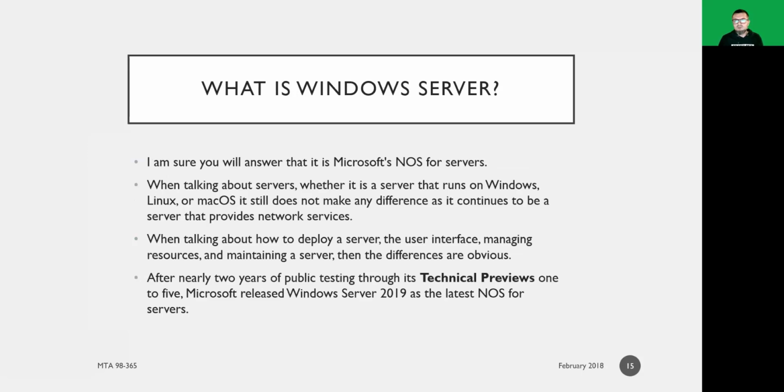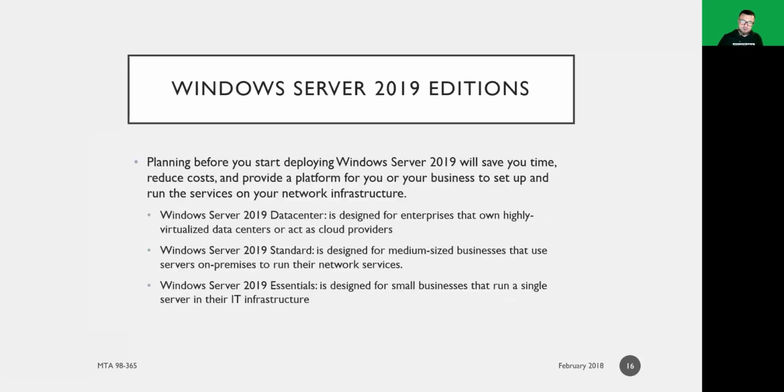Okay, what's Windows Server? Well, Windows Server is a Microsoft product. It's a network operating system developed by Microsoft for servers. So Windows Server is installed on the server, while Windows 10 is installed on personal computers. Moving forward, Windows Server 2019 editions: we have Datacenter, Standard, and Essentials. Datacenter is designed for enterprises, Standard is designed for medium-sized businesses, and Essentials is designed for small businesses.